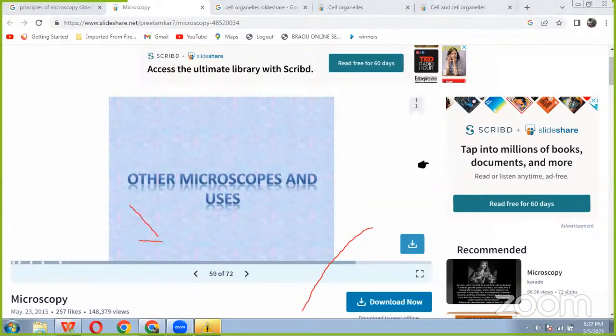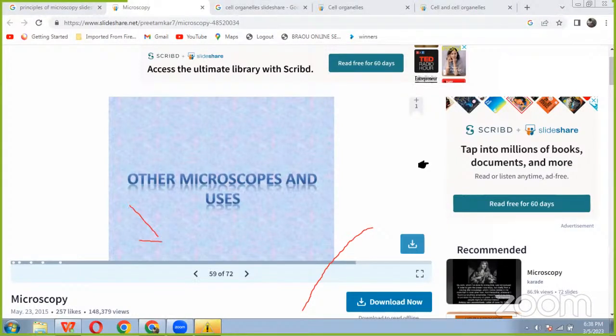The specimens are mounted on glass slides in the light microscope. Specimens are mounted on metal grids in TEM. What are the metal grids? Gold. Mainly the specimens are mounted on metal grids, which are gold in TEM.